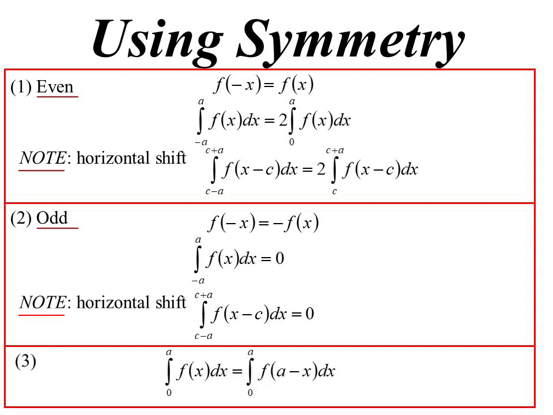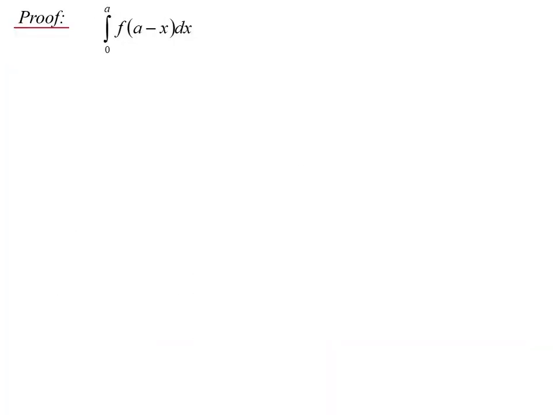The third one, again, it's a particular situation, but it's a kind of neat way of simplifying integrals down. If you're integrating from 0 to a of a function, it's exactly the same as if you integrate the function of a minus x. Let me just prove that for you. Let's start with f(a minus x).